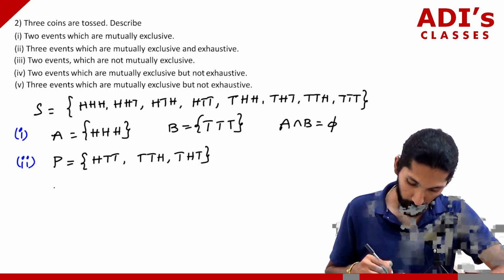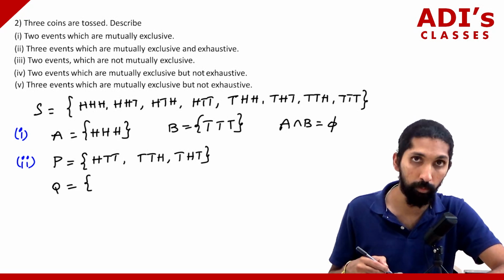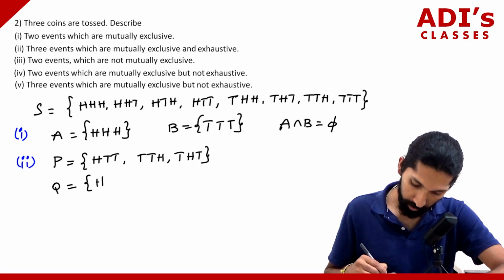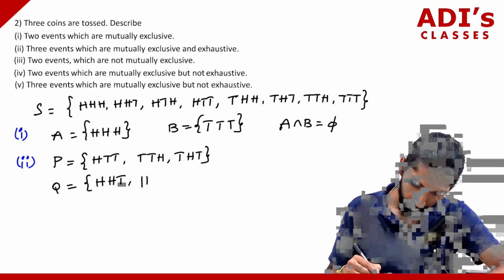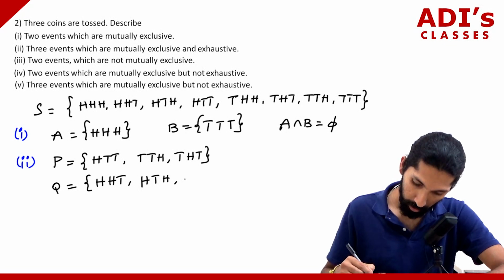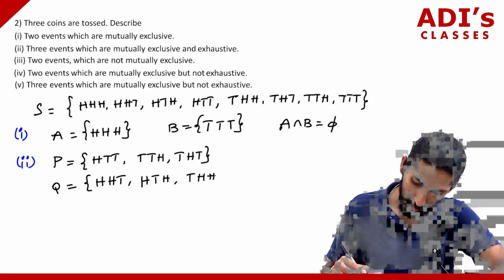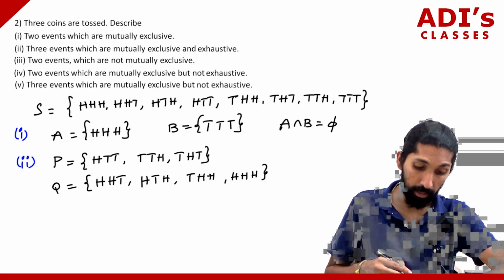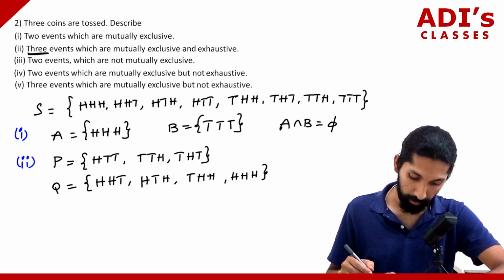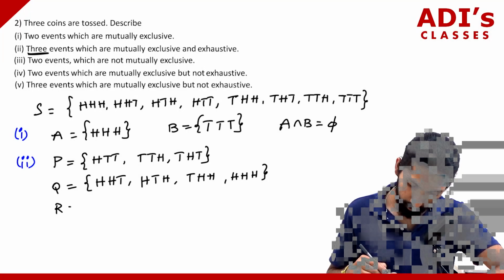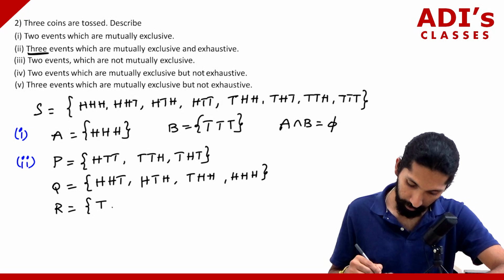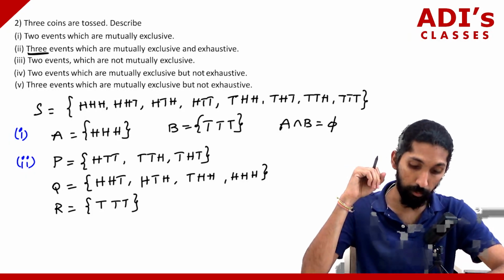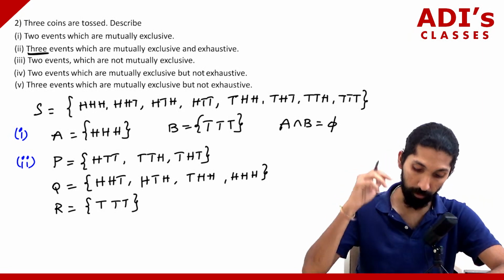Then we have Q. Q is going to be one more set. So Q is going to be HHT, HTH, THH, and HHH. Okay, and since they're asking for 3 events, we'll take one more. Say R is equal to TTT. Okay, now see 3 events which are mutually exclusive and exhaustive.